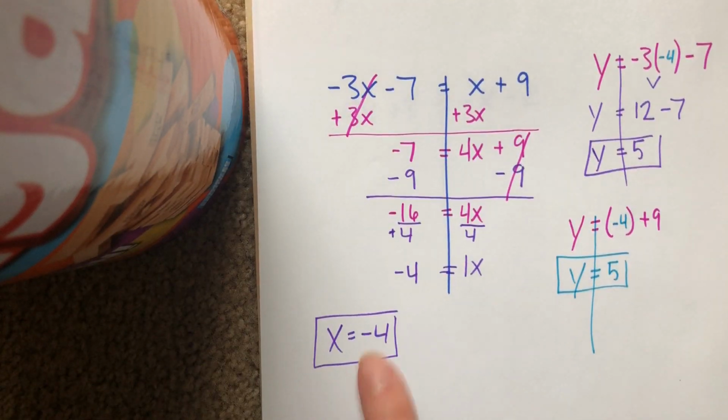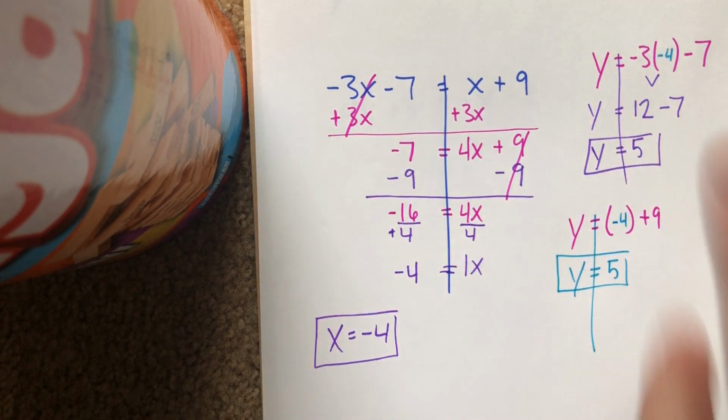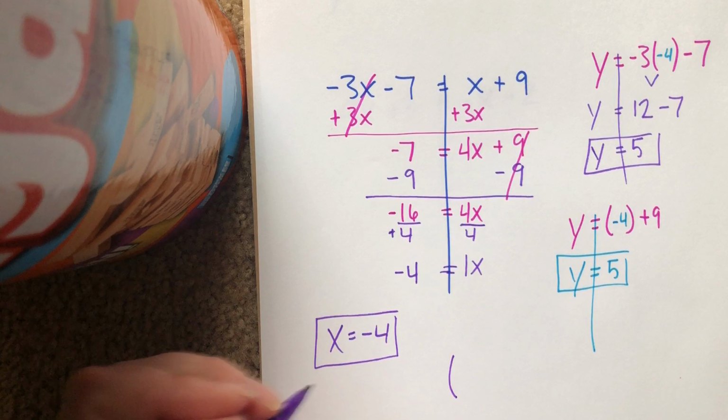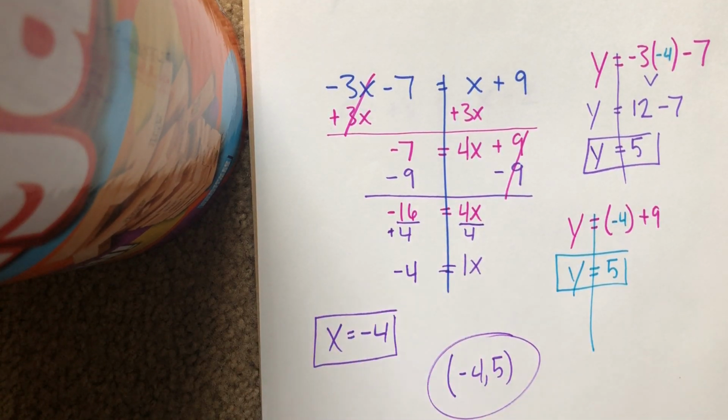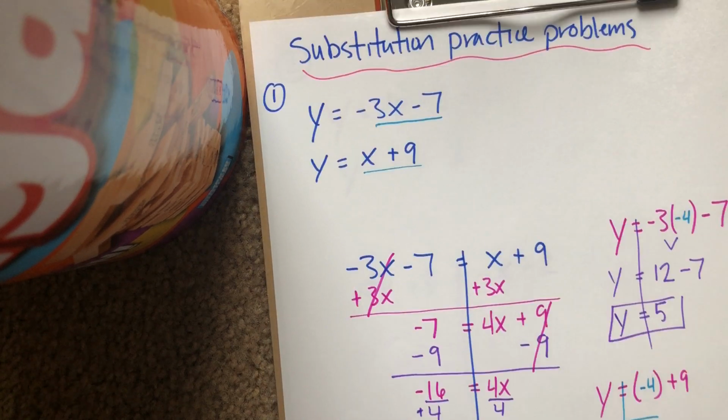So now I have x and I have y. My ordered pair for this system of equations is going to be written as negative 4, positive 5. That is the answer that you would put on your paper. All right, so that is the first question I have for your practice.